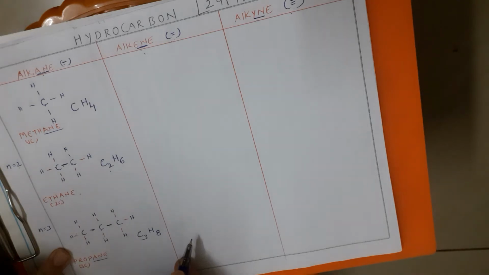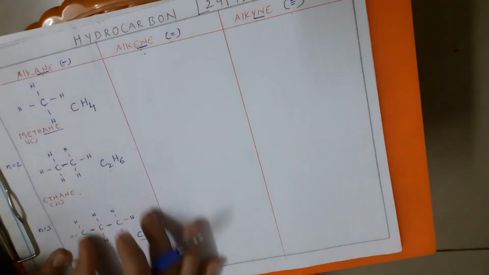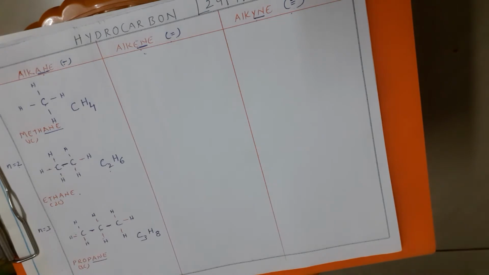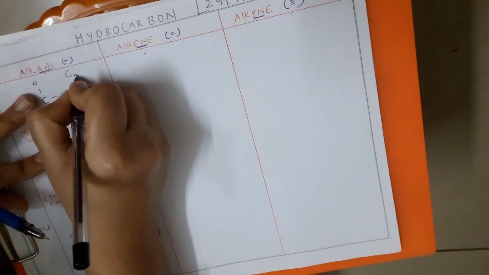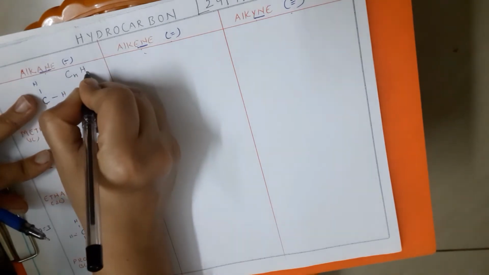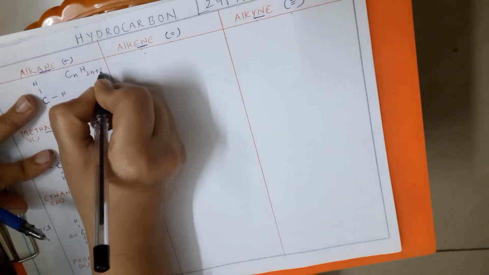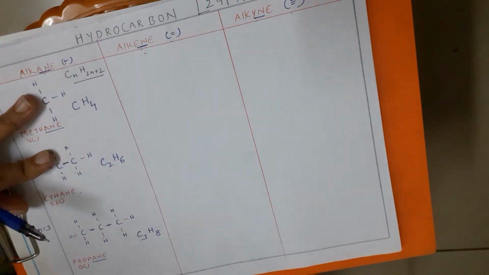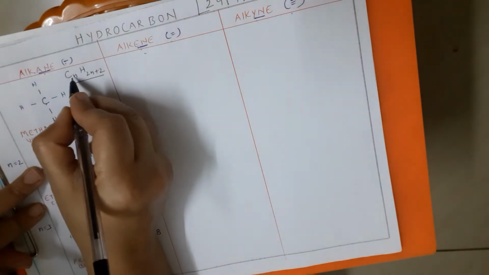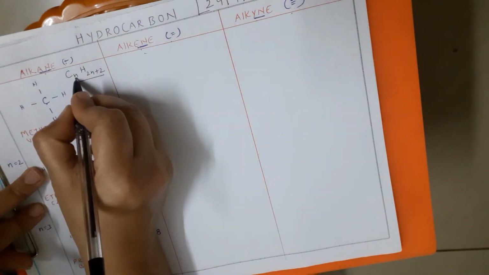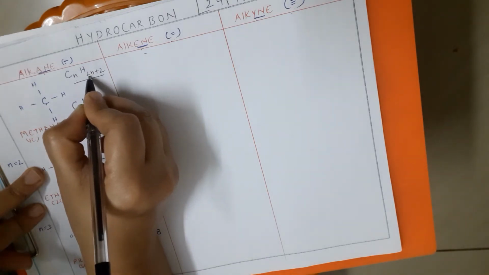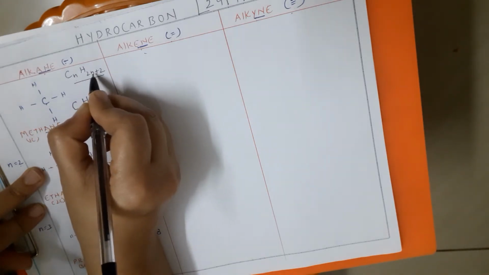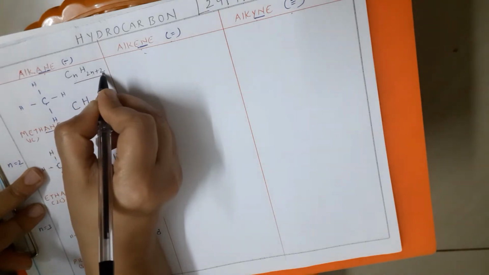Formula being a general formula being given to all the alkanes. Now what is this general formula? The general formula of alkanes is CnH2n+2. Where C is your carbon and n is the number of carbons. H is hydrogen, and 2n is 2 into the total number of carbon atoms, plus 2.